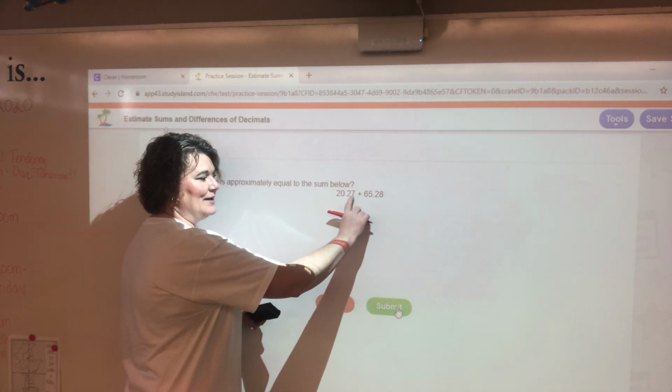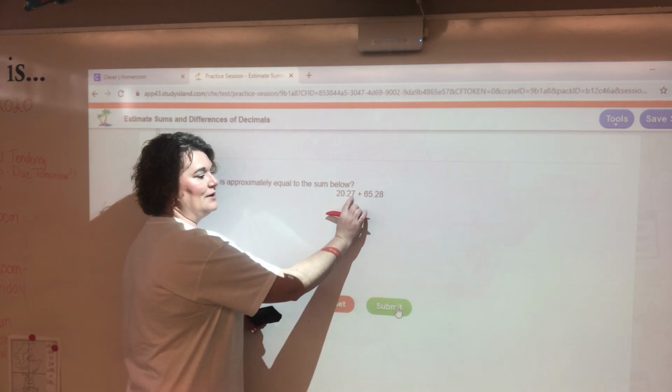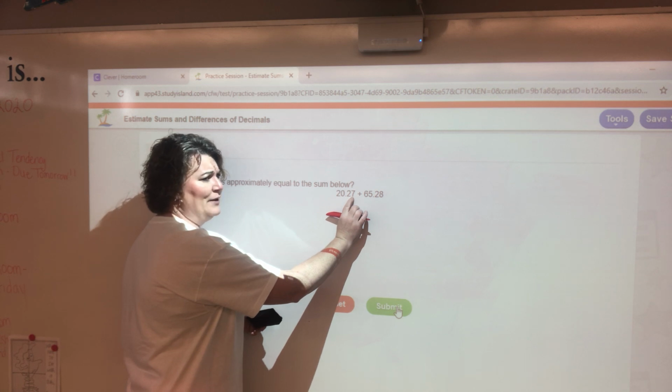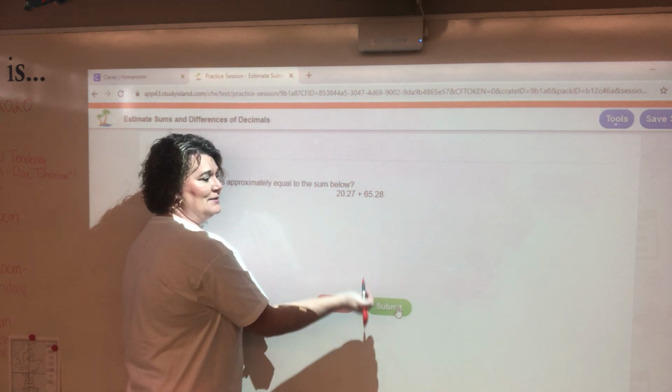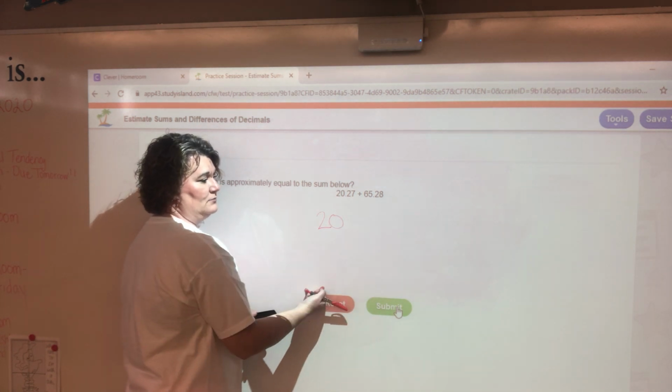20.27, has 27 made it to the halfway mark? Is 27 to 50 or greater? No, it's less. So then that means that would stay at 20.